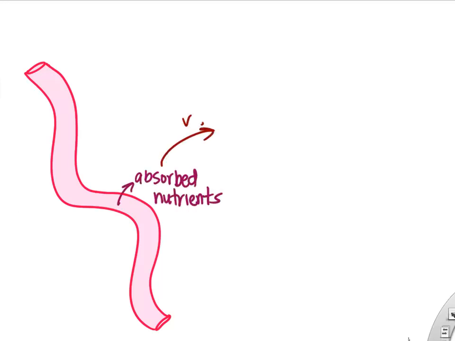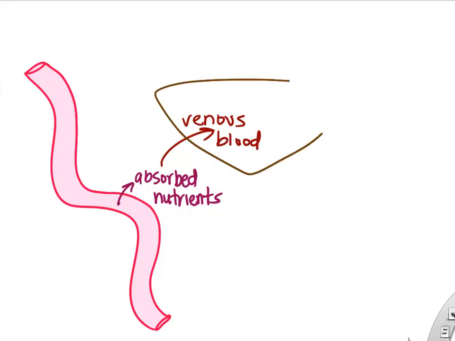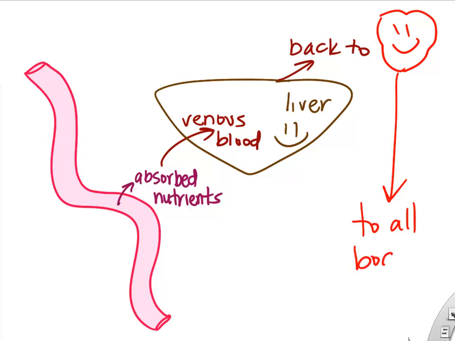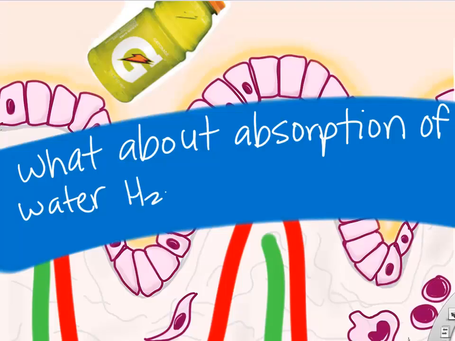So absorption of all our little nutrients then makes it into our bloodstream. Most of that venous, or all of that venous blood will go to our liver and then eventually back to our heart through the inferior vena cava. And then of course that blood can circulate all around our body. First it stops in the lungs, but then it goes back to the heart and circulates throughout our body.